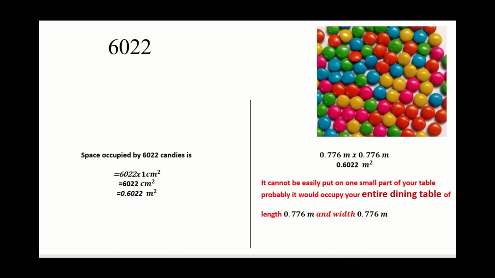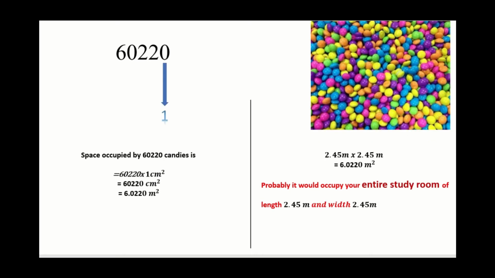If we take 6022 candies, it will occupy an area of 0.6022 meters square. Now, it cannot be easily put on one part of a table. Probably it will occupy the entire dining table. What will happen if we multiply it by one more 10? Its area will become 6.022 meters square. Now, it will probably occupy the entire study room. The length of the study room will be 2.45 meter and width 2.45 meter.